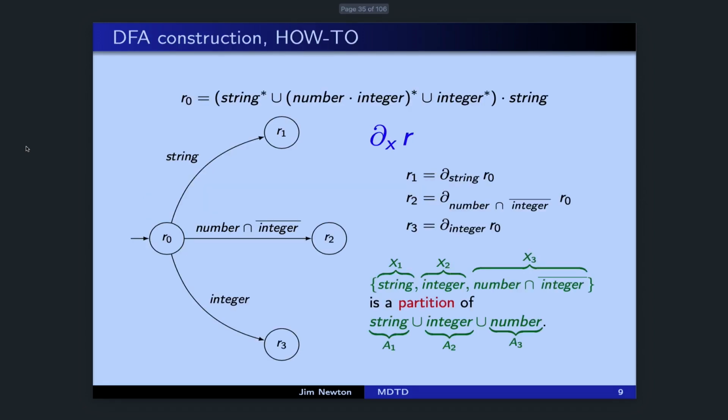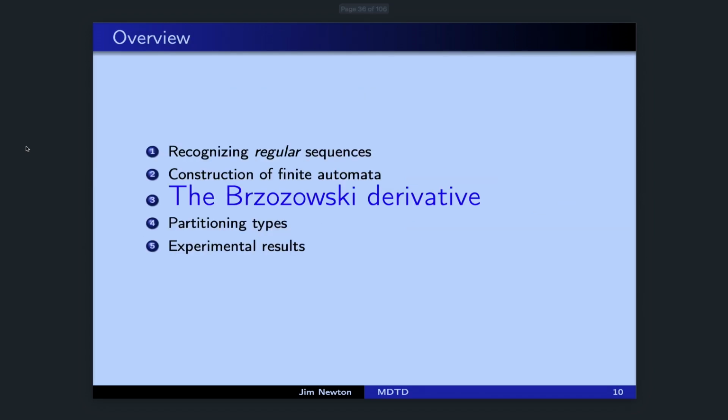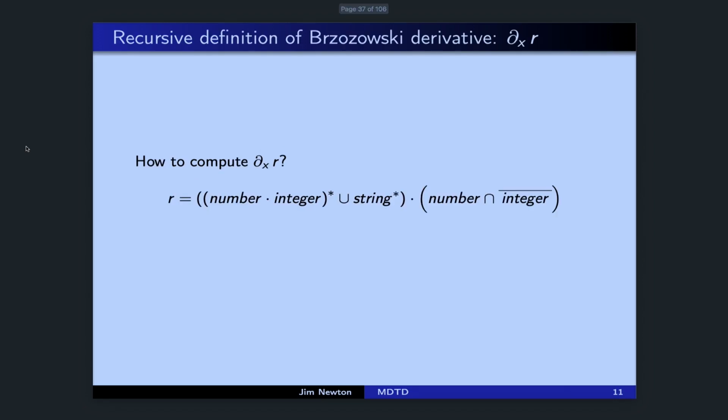Two things you don't know yet. One is, how do I actually compute the derivative? And two, what are the values of X that we need to use for the transitions? So first I want to talk about how to actually compute the derivative. And it's not actually so important to understand the semantics, because the algorithm is very straightforward for doing the computation.